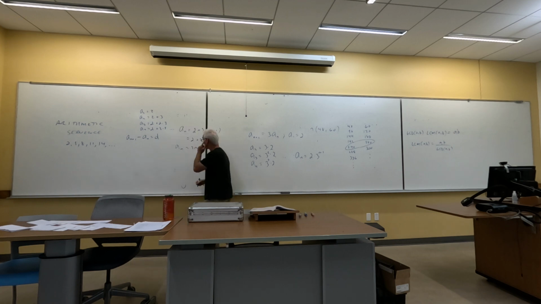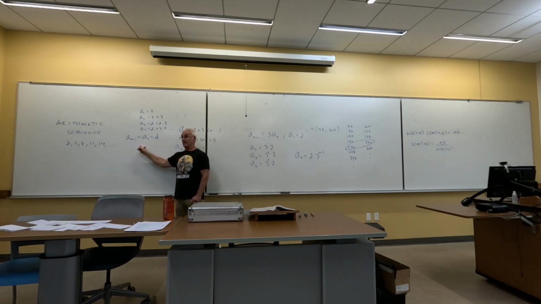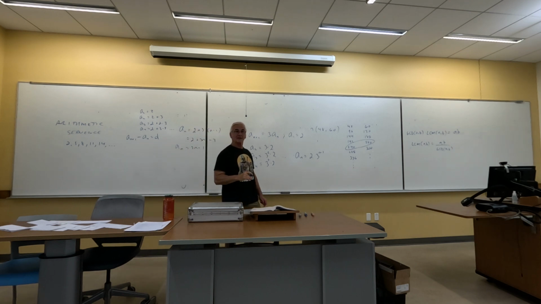Now let's do a quick double check. When n is 1, I'll get 3 minus 1, or 2, okay. When n is 2, I'll get 3 times 2 minus 1, which is 5, okay. When n is 3, I get 3 times 3 minus 1, okay. This is correct. Way more useful than this, do you agree? So this is what's called an arithmetic sequence.